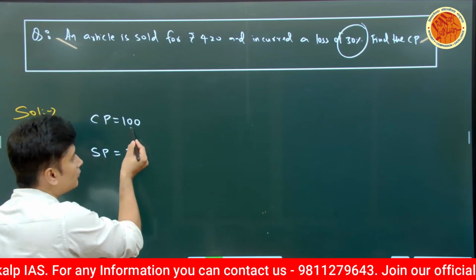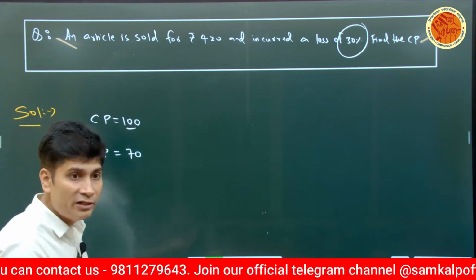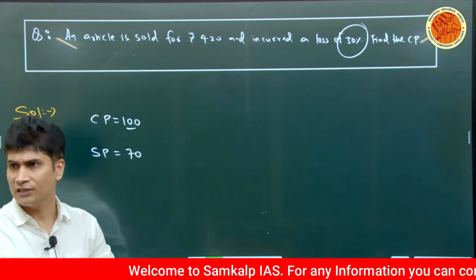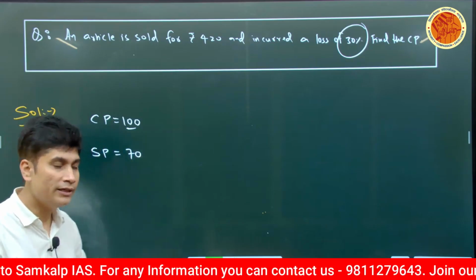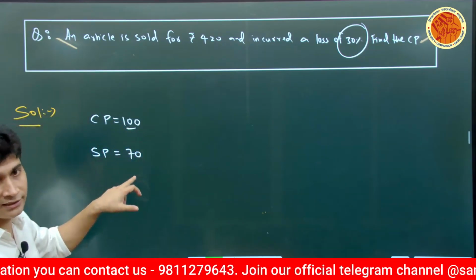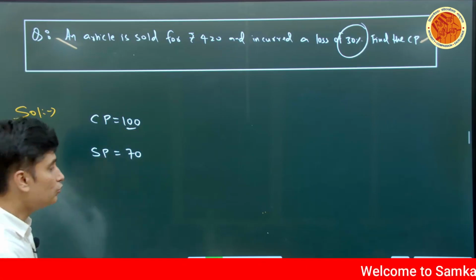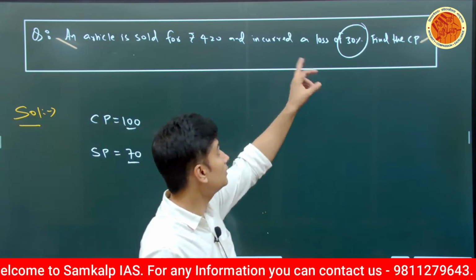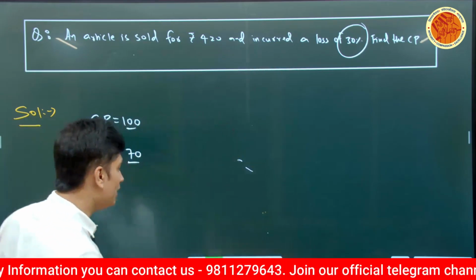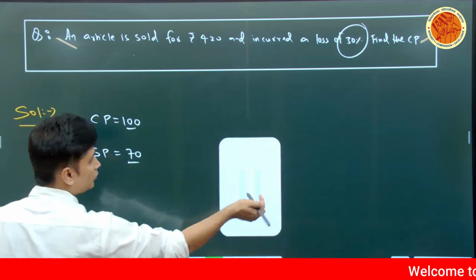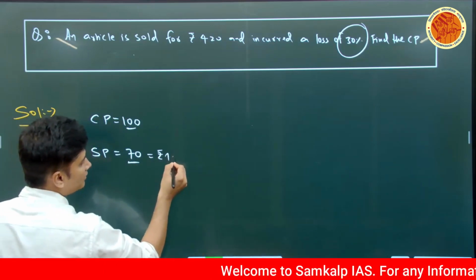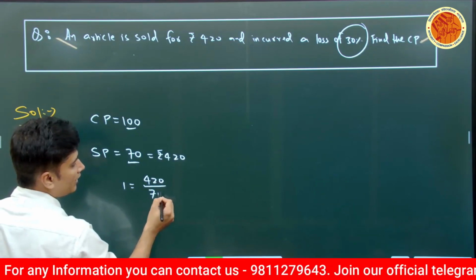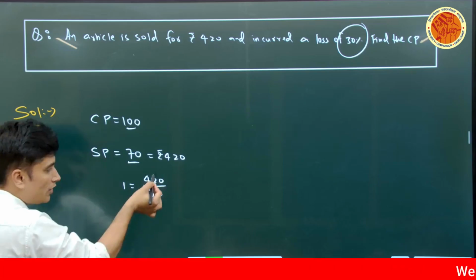So whenever I am writing 100 here, it is 100%, but I will read it as 100 unit. So 100 unit means 100% here. Then if it is 100 unit, then 70% is 70 unit, right? So this is the selling price after incurring loss, but your actual selling price is 420. So it means 70% or 70 unit is equal to actual selling price 420. Then 1 unit is equal to 420 upon 70, that is 6.